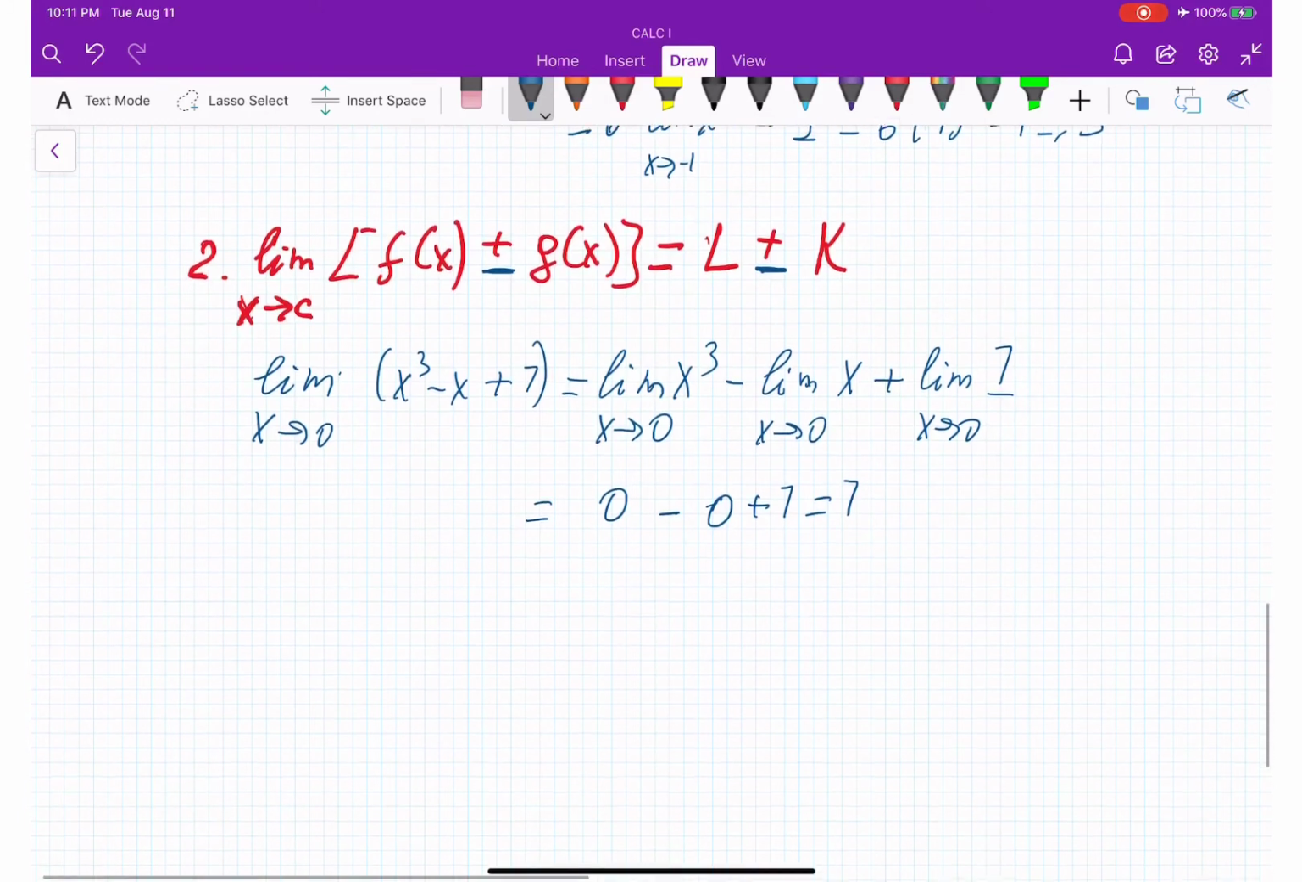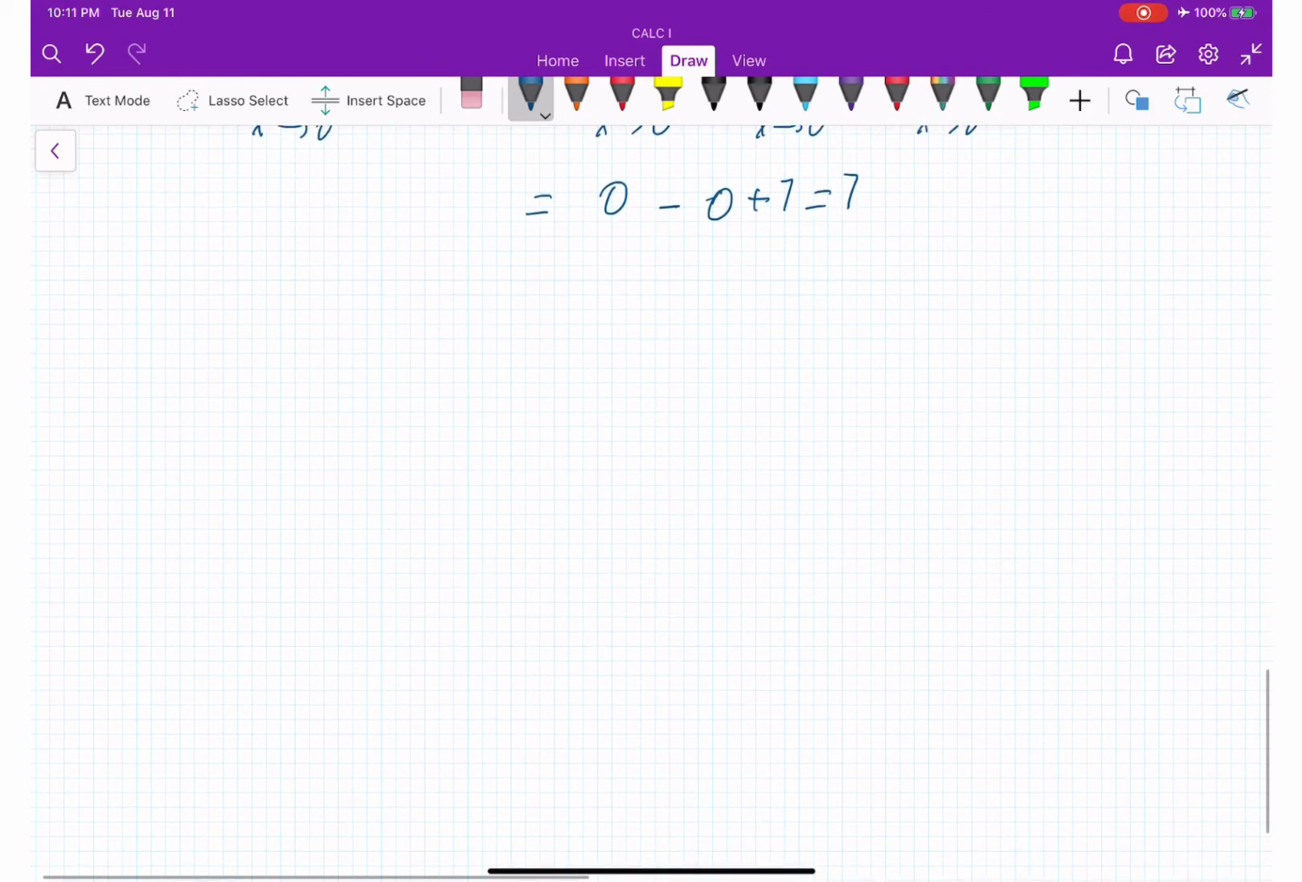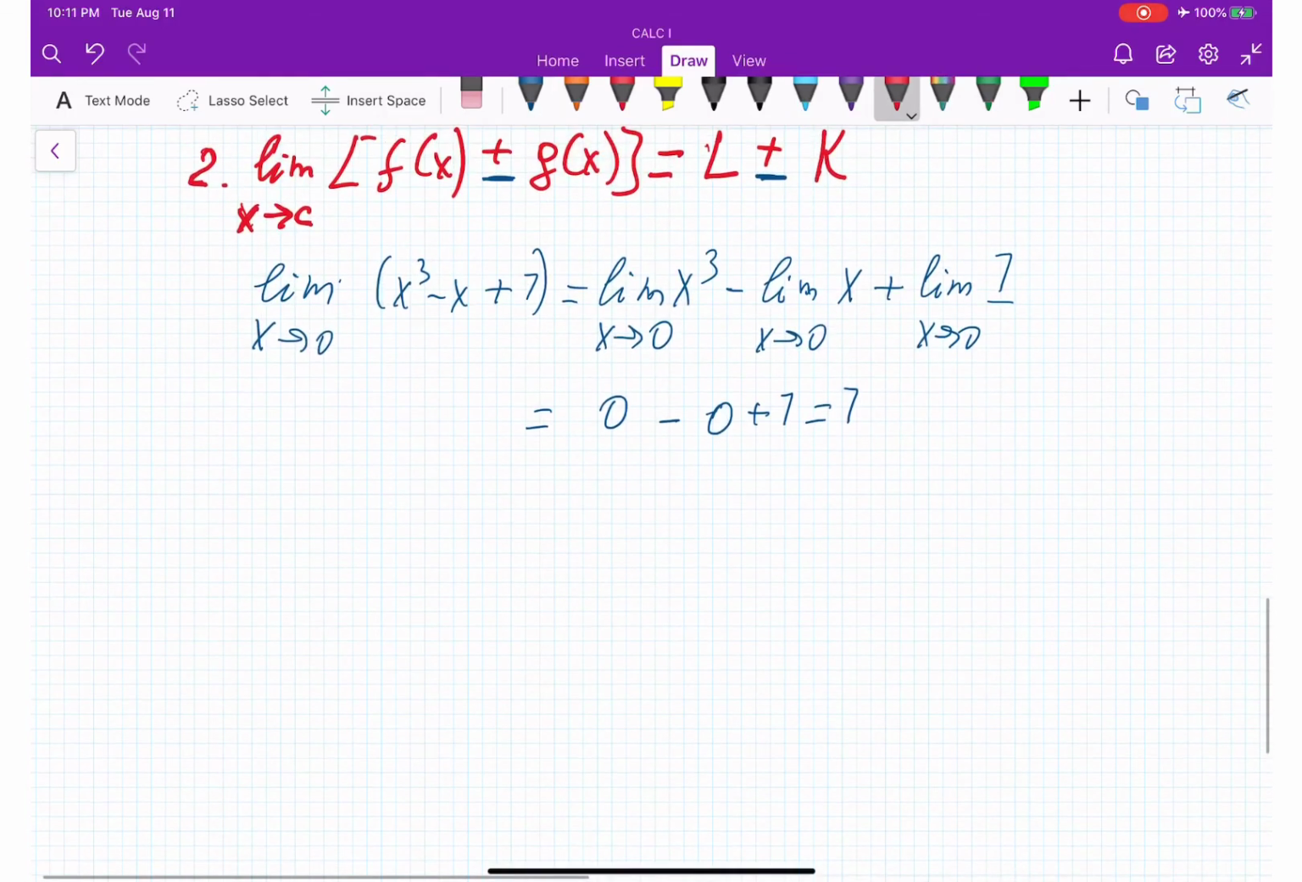Moving to the next one. The next property is going to be the product. So the limit of the product of two functions is equal to the product of their limits. One more time: the limit of the product of two functions is equal to the product of their limits. So this is the property.